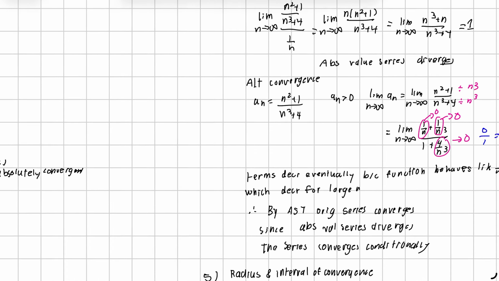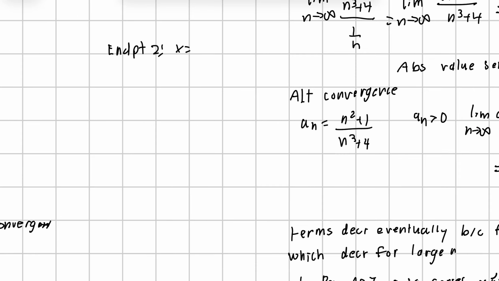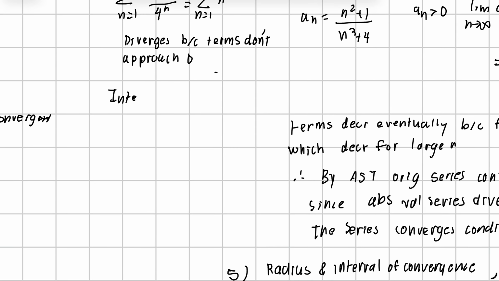Now let's try our other endpoint. Endpoint 2 is x equals 6. If we sub in x equals 6, x minus 2 is equal to 4. This is the summation from n equals 1 to infinity of n times 4 to the power of n over 4 to the power of n, which is the summation of n. So this diverges because the terms don't approach 0. Therefore, our interval of convergence is going to be from negative 2 to 6, not including the endpoints.